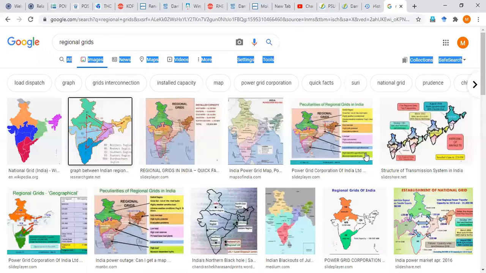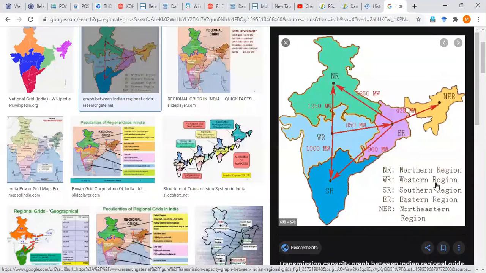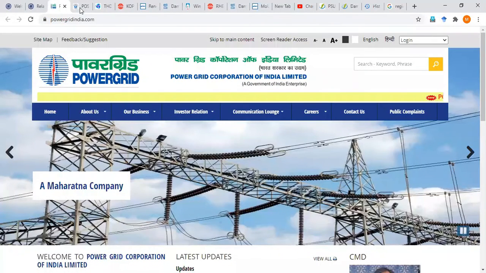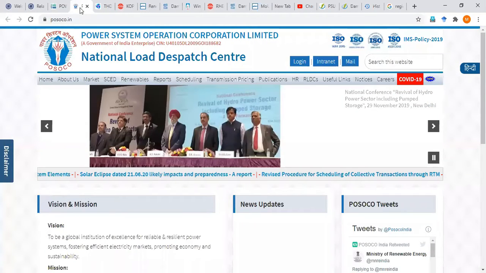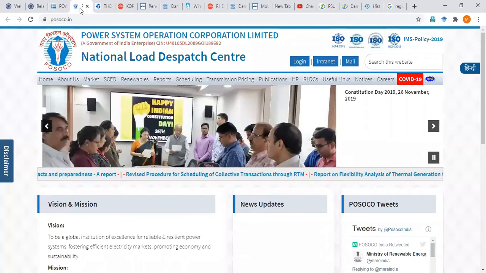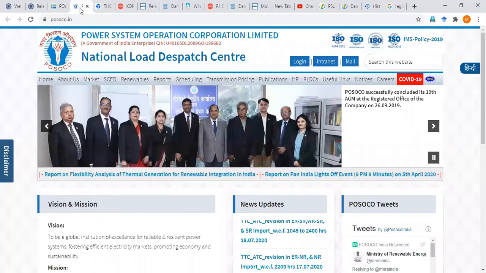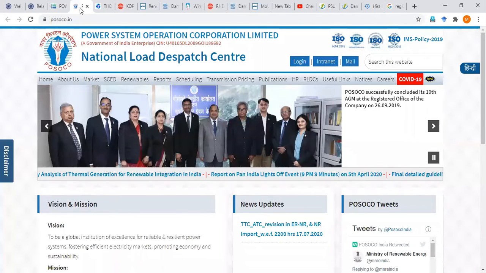Yeah. So India is divided into 5 regions: the northern region, western region, southern region, eastern and northeastern region. So the national grid or the Power Grid Corporation as well as Power System Corporation Limited, POSOCO, will coordinate amongst all these regional load dispatch centers. They will coordinate the generation and the load which we have in the country. If there is a demand or excessive generation, wherever there is demand, they will supply that much power to that particular region.